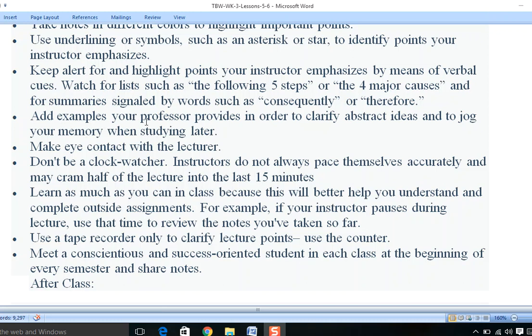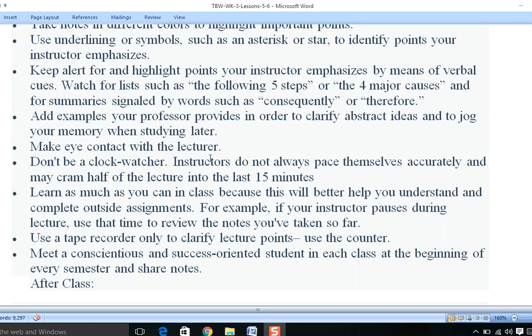Add examples your professor provides in order to clarify abstract ideas and to jog your memory when studying later. Clear? Add examples. The examples shared by your teacher are not simply examples, they are an event, a recorded event that has happened to you. So it survives longer in your memory. Whenever the word, concept, gesture, emotion, retort, or comment comes into your mind, the entire discussion will be refreshed because your mind has assessed and recorded it.